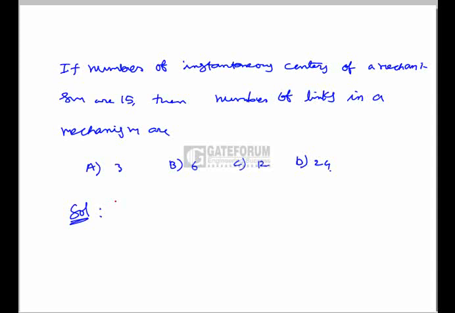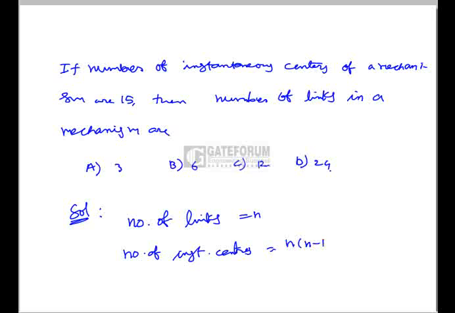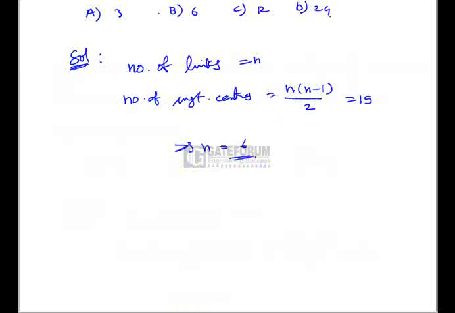The number of instantaneous centers of a mechanism is 15. Then the number of links in the mechanism is, the options are 3, 6, 12, 24. If the number of links is equal to n, then the number of instantaneous centers is given by n into n minus 1 by 2. So here the number of instantaneous centers is 15. On solving this equation, we get n is equal to 6. 6 is the right answer, and option B is the right answer.